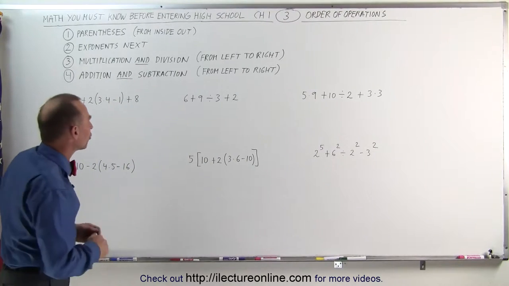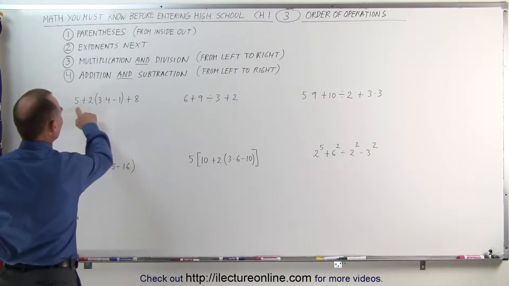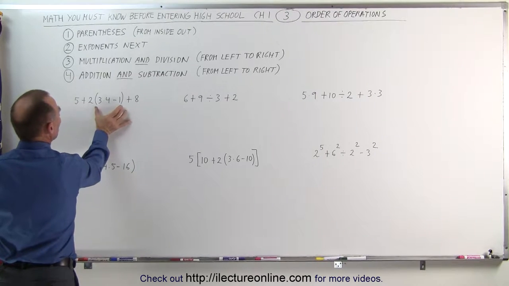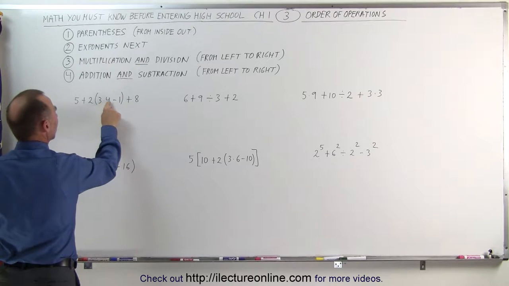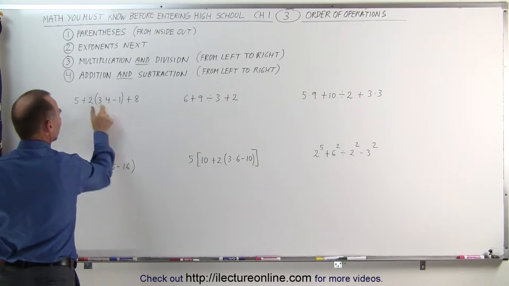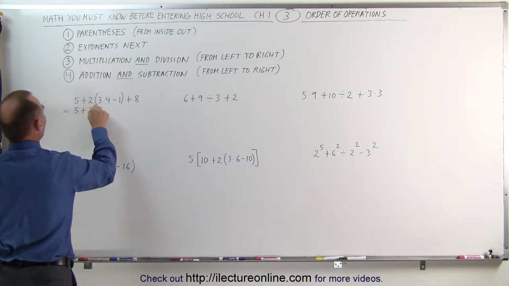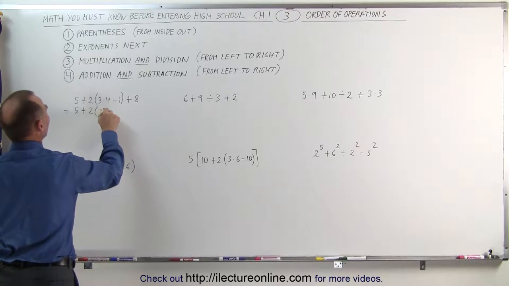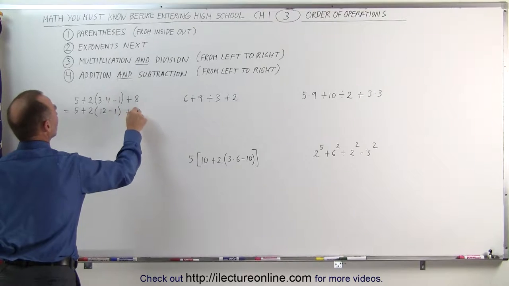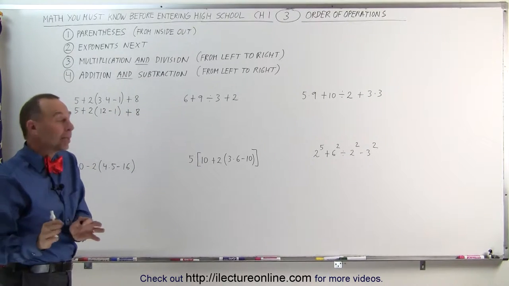Here are some examples to show you how to do this. Here, our first one, we want to simplify this. We want to work what's inside the parentheses first. Inside, we have a multiplication and a subtraction. We do the multiplication first. We rewrite this as 5 plus 2 times (3 times 4 is 12 minus 1) plus 8. We're still working out what's inside the parentheses.